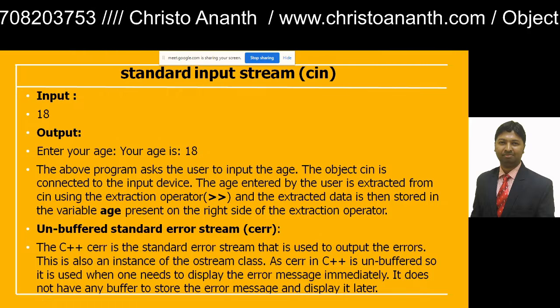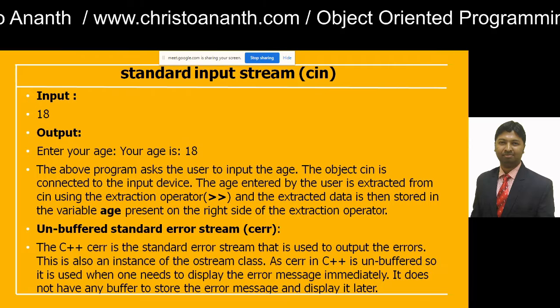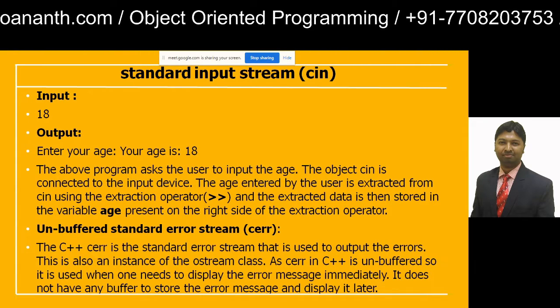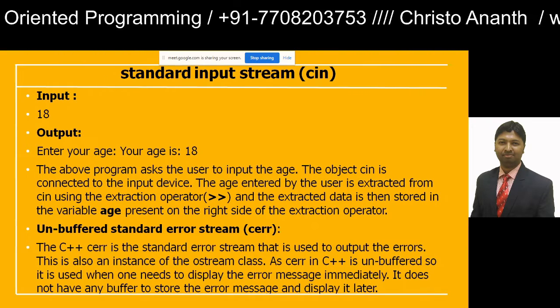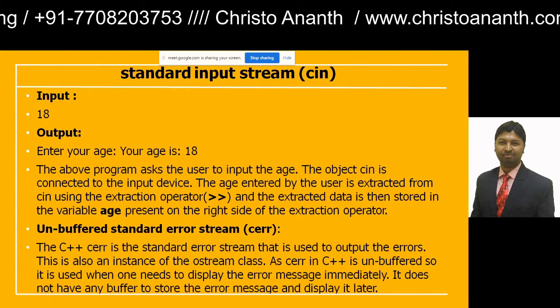The object cin is connected to the input device, and the age entered by the user is extracted from cin using the extraction operator, the double greater than symbol. The extracted data is then stored in the variable called age, which is on the right side of the extraction operator.